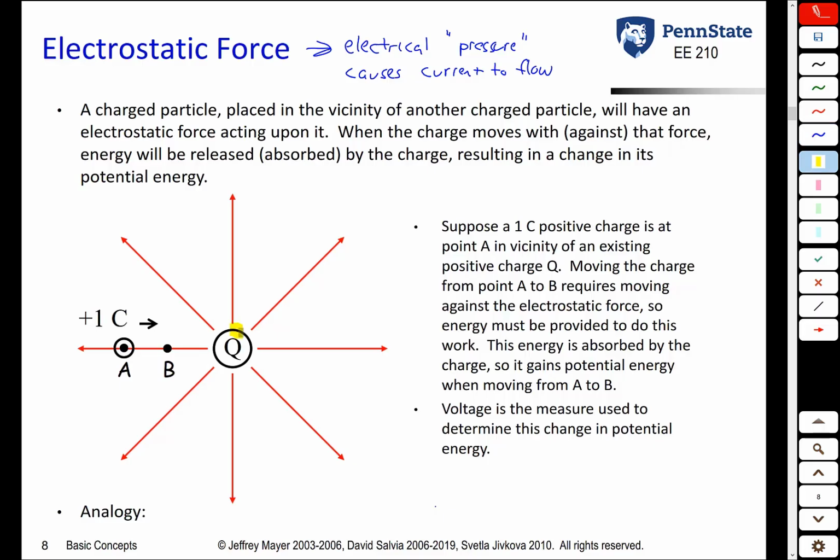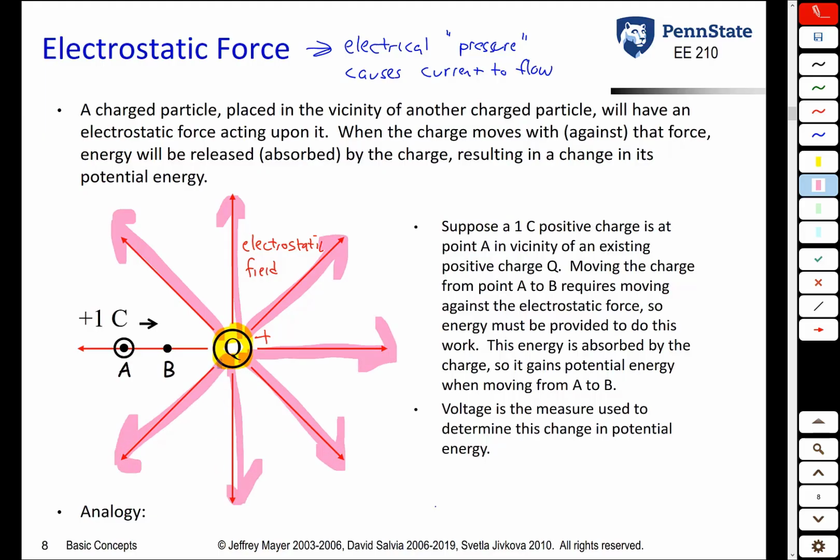Suppose we have a charge, and we will arbitrarily call it a positive charge. Because it has a positive charge, it has an electrostatic field pointing out of it. So all of these lines are the electrostatic field pointing out, which means it's going to repel other positive charges. So let's say now that we take another charged particle, let's say 1 coulomb of charge, and we place it at point A. So the charge in the center is going to be pushing that charge away.